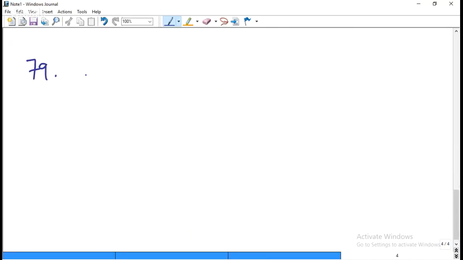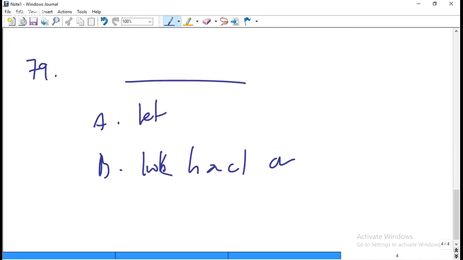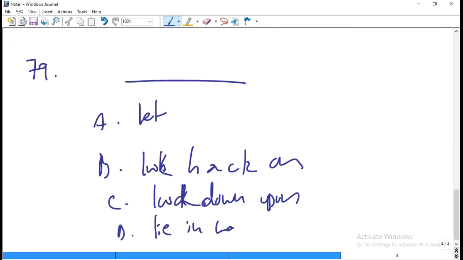Question number 79. Blanks. The delay of the project was not my fault. I am not the kind of person to blank is given. I am not the kind of person to: Option A, let the grass grow under my feet. Option B, look back on. Option C, look down upon. Option D, lie in wait.